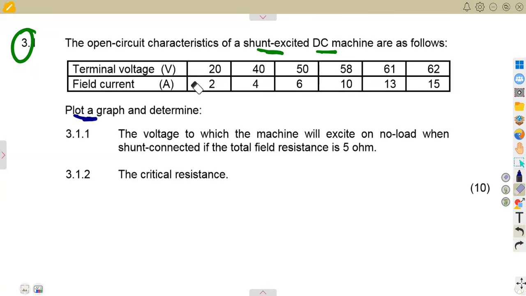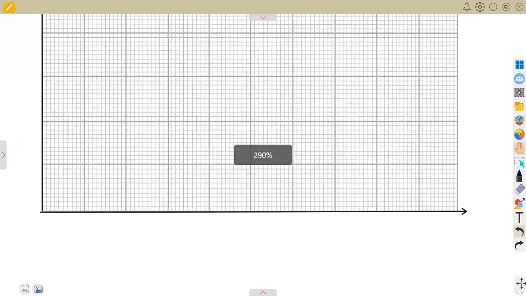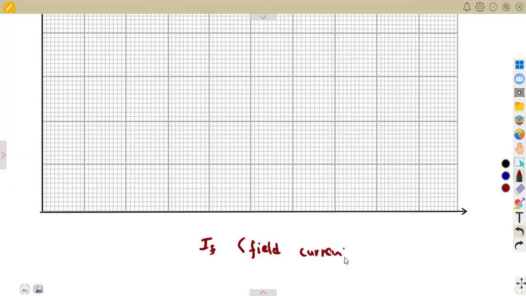So we are going to have, as you can see, 2, 4, 6, and so on. So we can take this x-axis. This will be our field current, all right? So this is our field current. I'm just going to write IF, or you can just write field current. That is our field current in this case.